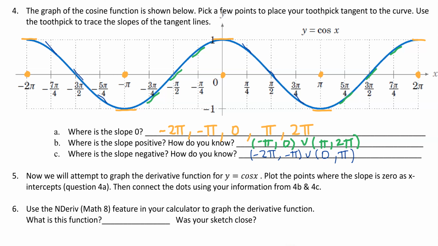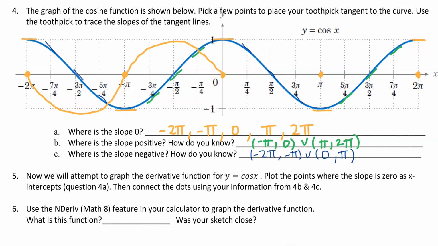Okay, so if I graph my slope function, from negative 2 pi to negative pi, where is my graph going to be? From negative 2 pi to negative pi, the slope is what? Negative, so that means I'm going to be below. All right, what happens from negative pi to 0? It's positive, so I'm going to be up here.